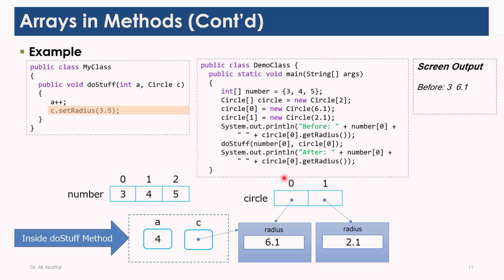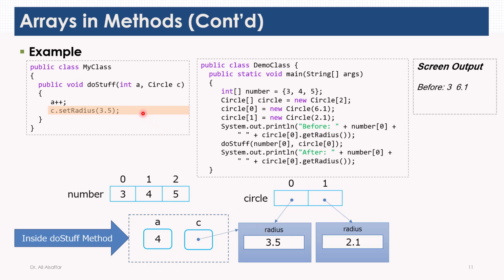So see, the reference that is saved inside circle 0, the method cannot reach it. It is unreachable from the variable C. But C can reach the object that circle 0 is pointing to. So therefore now, when we call C.setRadius(3.5), C is pointing to this object, and this object's setRadius to 3.5 is going to change the radius from 6.1 into 3.5.